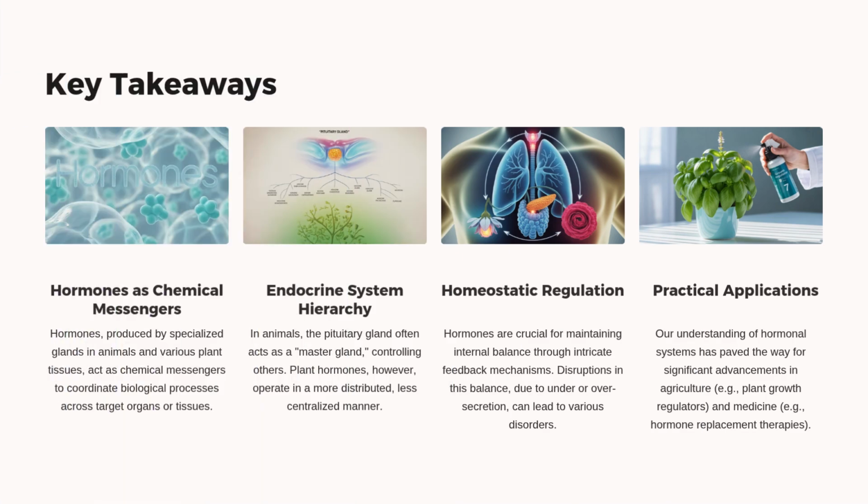Key takeaways. Hormones as chemical messengers. Hormones, produced by specialized glands in animals and various plant tissues, act as chemical messengers to coordinate biological processes across target organs or tissues. Endocrine system hierarchy. In animals, the pituitary gland often acts as a master gland, controlling others. Plant hormones, however, operate in a more distributed, less centralized manner.